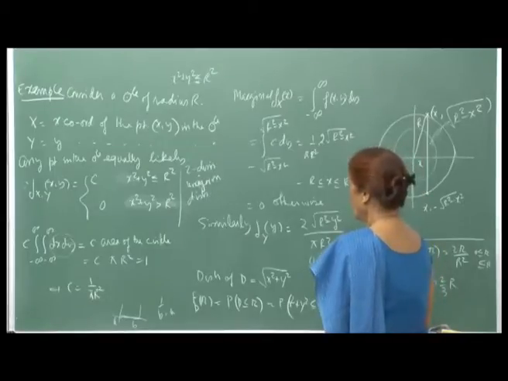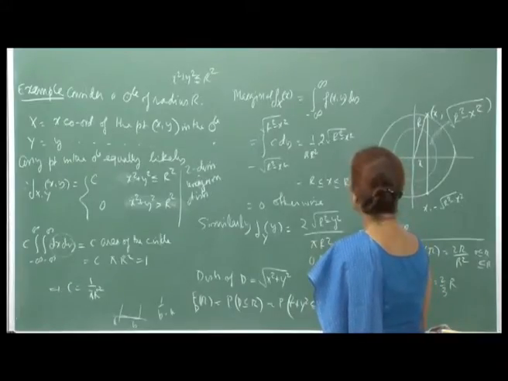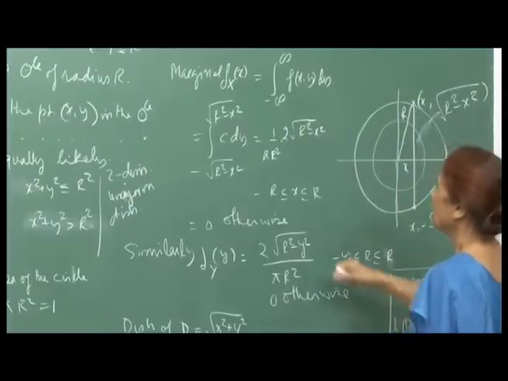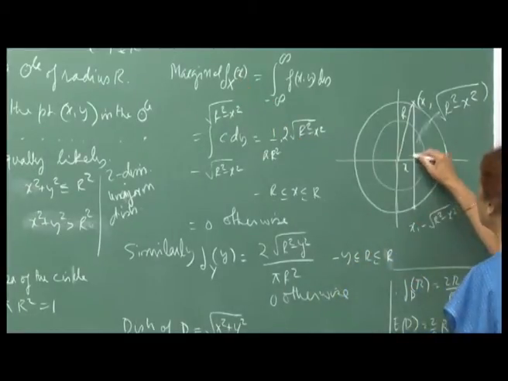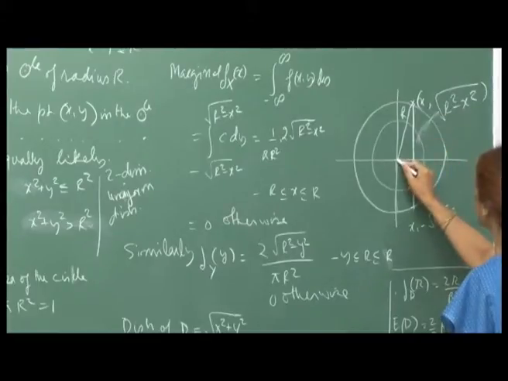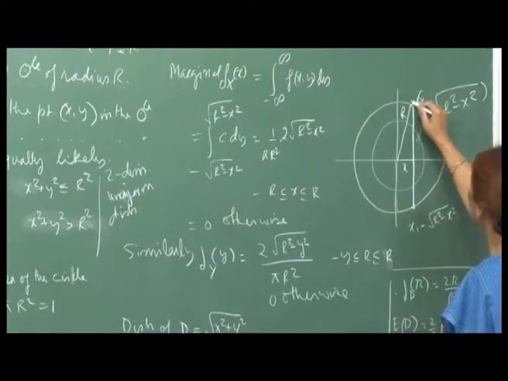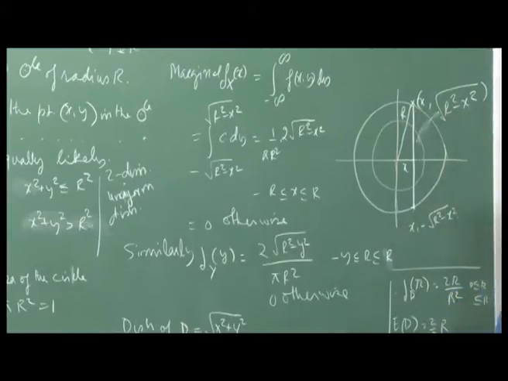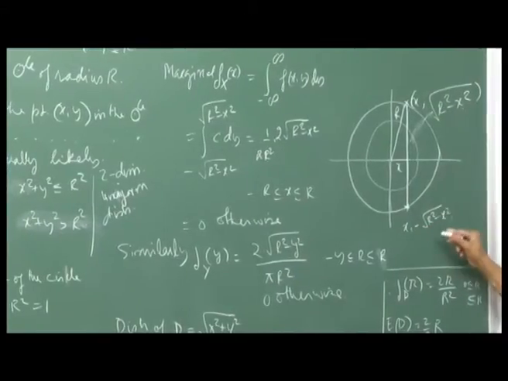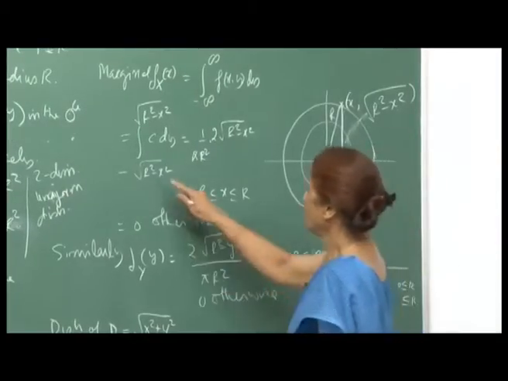Now you want to compute the marginal PDF of x and the marginal PDF of y. For x you integrate from minus infinity to infinity f x y dy. If you fix a value of x, then y varies along this chord. This length is x, this is r, the radius of the circle, so this length is under root r square minus x square. This point has coordinates x comma under root r square minus x square, and this point has coordinates x comma minus under root r square minus x square. So y varies from minus under root r square minus x square to under root r square minus x square.